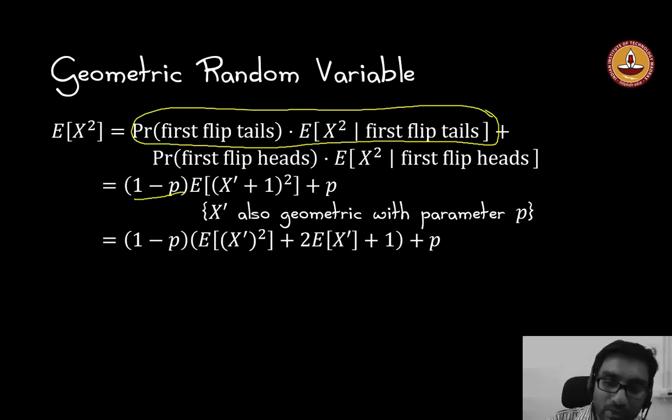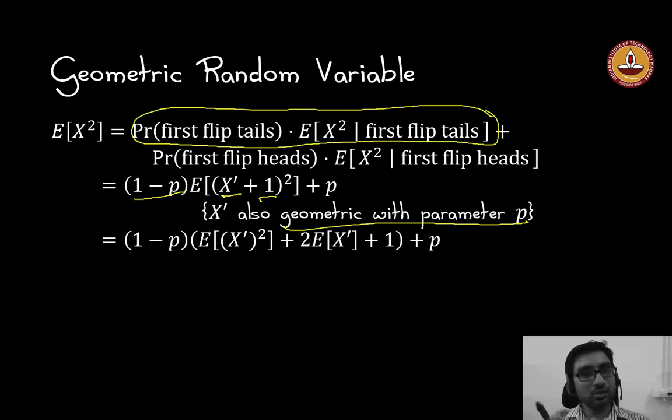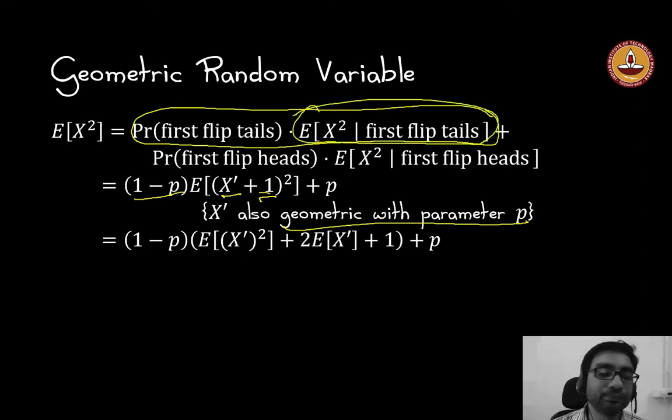So that's why we have x prime, which is another geometric random variable with the same parameter p, plus 1. This 1 is where you set aside the first coin toss, and then you start over with the geometric random variable x prime. And this whole thing is within a square, so it's going to be x prime plus 1 the whole square. Okay, and we want the expectation of that. That's going to be this part.